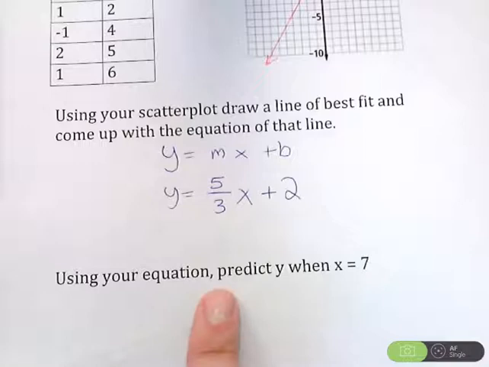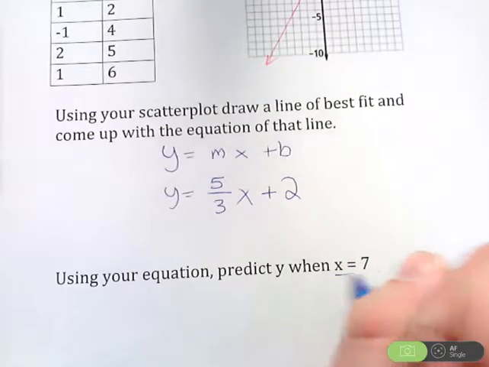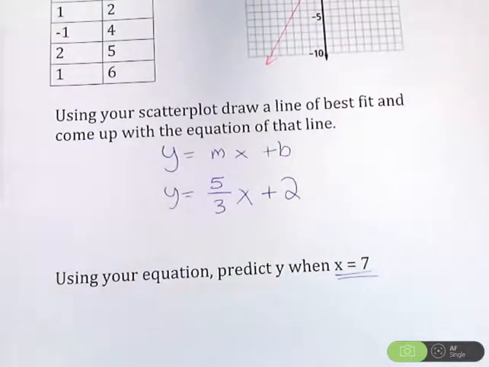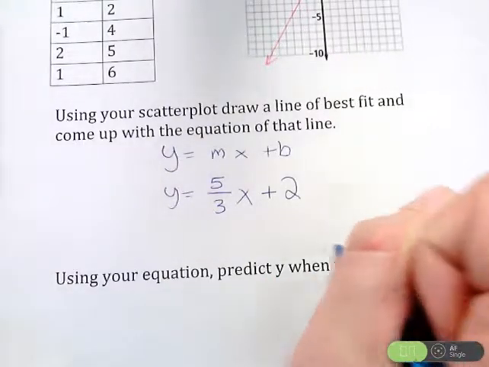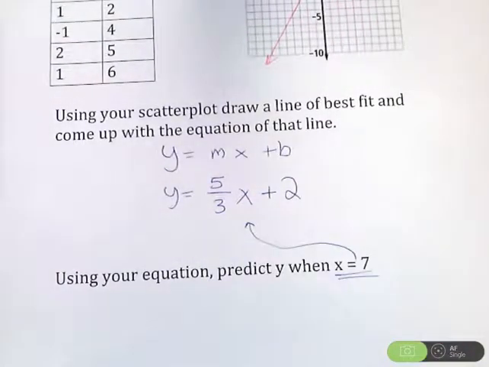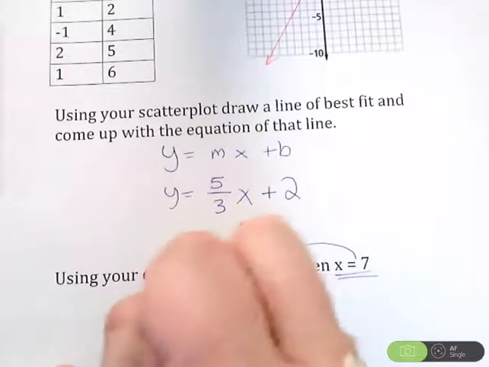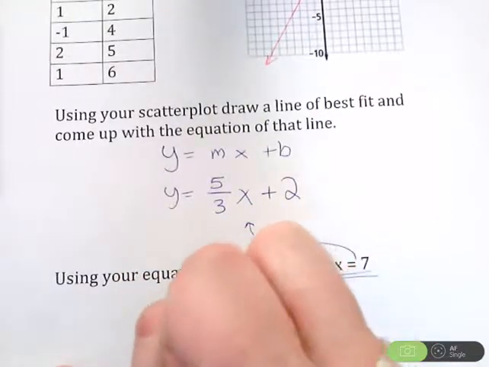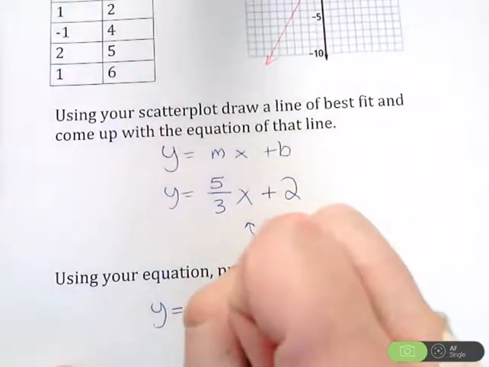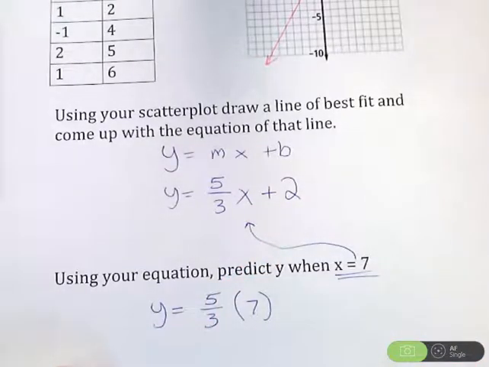Finally, we're going to use our equation, and we're going to predict y when x equals 7. So I have this equation. They give us this piece of information, x equals 7. They want to know y. So what I'm going to do is take x equals 7 and plug it in right there. So I have y equals 5 over 3. Instead of x, let's plug in 7, so parentheses 7, plus 2.